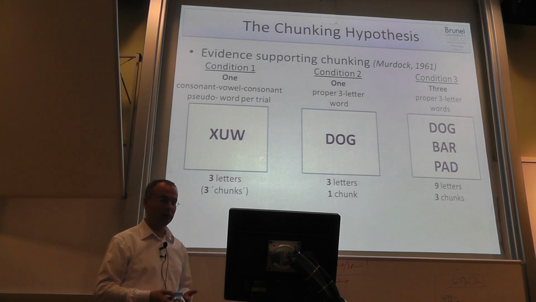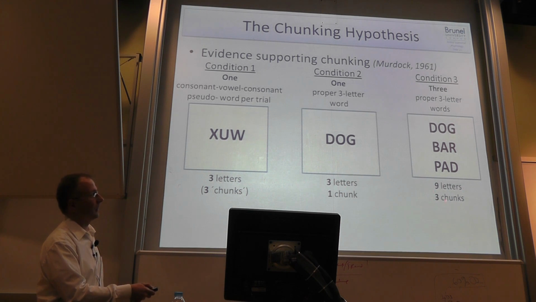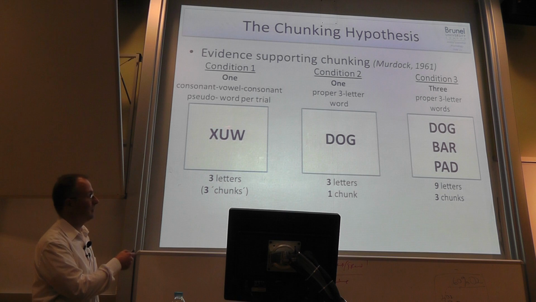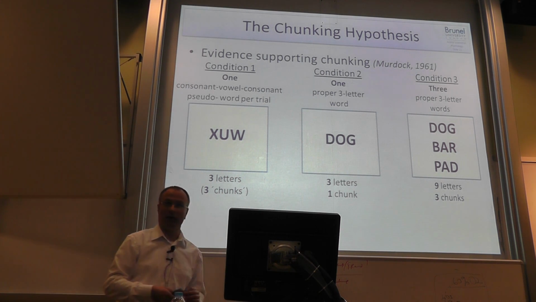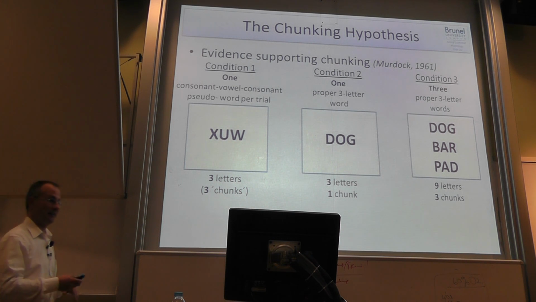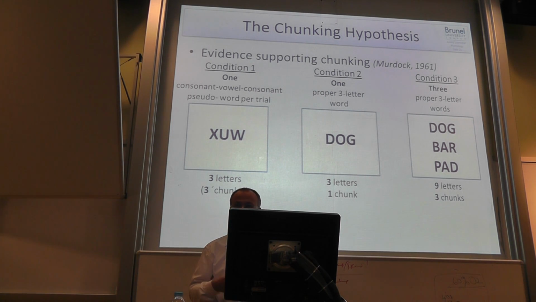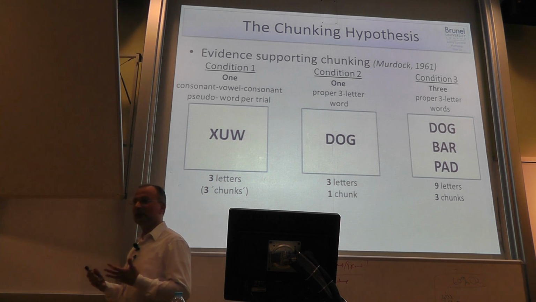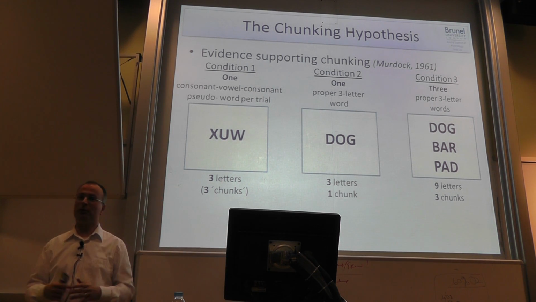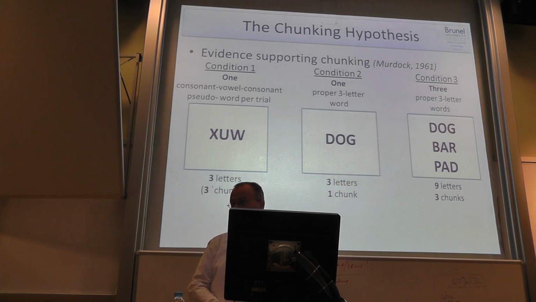And the third condition was that you actually have 3 proper 3-letter words: dog, bar, and pet. So you have 9 letters, much more than here, and 3 chunks. More chunks than here, but the same number of chunks as there. So the question is, what did they find? I already said that it's evidence supporting chunking. So try to think which 2 conditions have to be equal in terms of performance, or are they all the same, to conclude that it supports chunking.